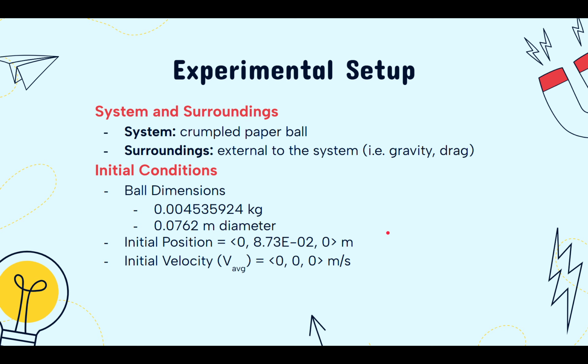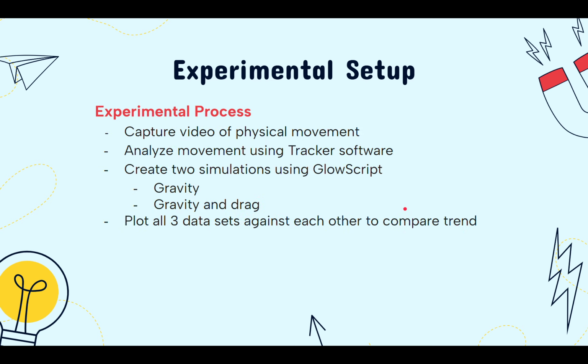For the experimental setup, the system is defined as a crumpled paper ball, and the surroundings include the forces due to gravity and drag. For the initial conditions of the experiment, the ball specifications remain unchanged, having a mass of 0.0045 kilograms and a 0.076 meter diameter. The initial position of the ball was at 0.0873 meters in the y-axis, and the initial velocity of the system is assumed to be 0 meters per second.